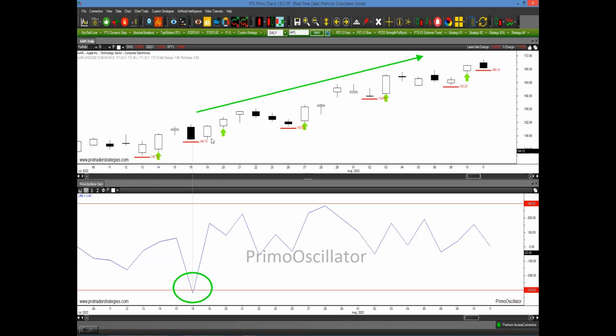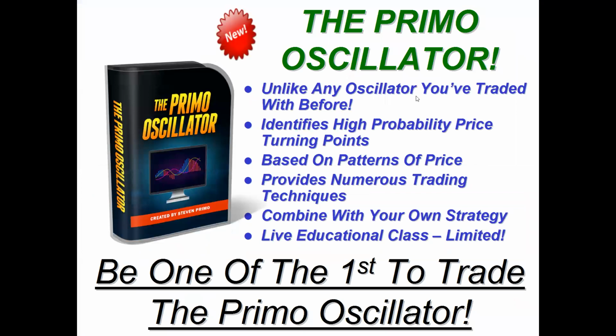So as you can see, as the stock continues to go higher, it generated these and kept you in the trade if you wanted to stay in that long. So these are also included within the Primo Oscillator course to help you make your own decisions while trading, okay? This is unlike any oscillator you've ever traded before. We want you to be one of the first to trade with this oscillator, okay?